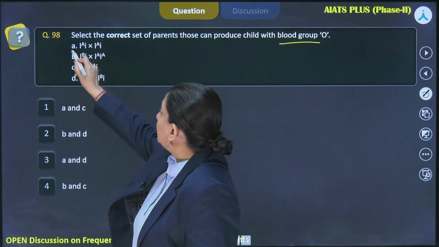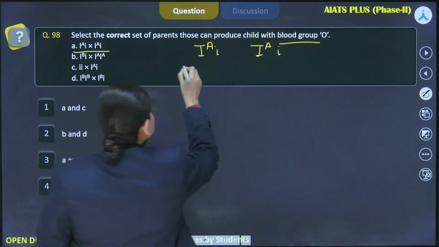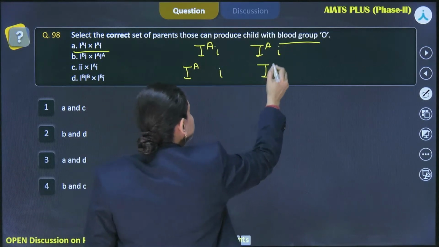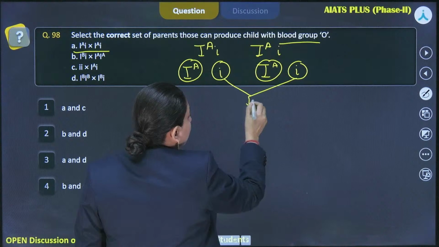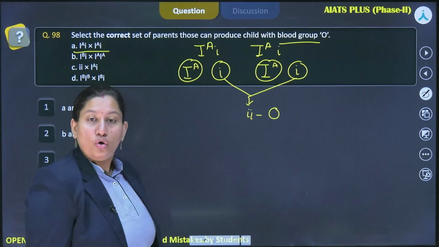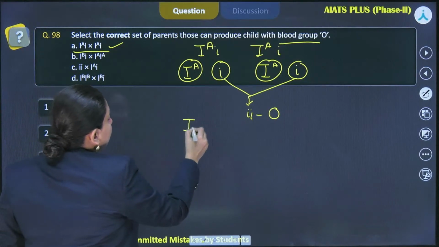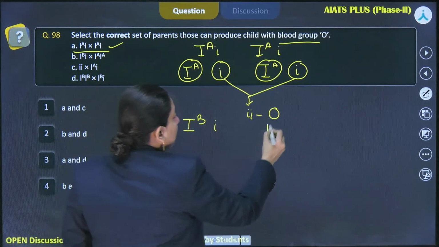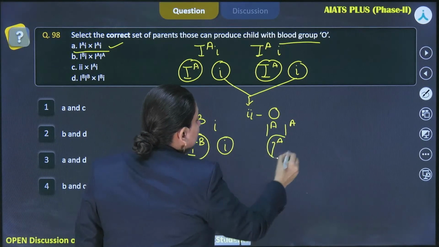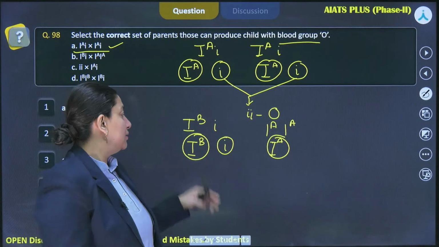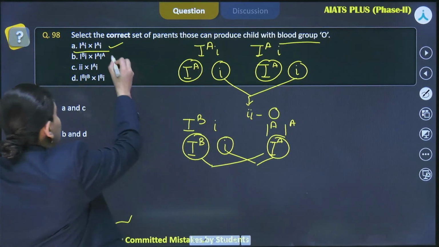So if we see over here in this parent, IA i and IA i, they'll make two types of gametes. If these two are fertilized, we'll have the production of O blood group. So yes, definitely this is going to produce an O blood group child. Now going with this, if we have IB i and IA IA, they are going to produce two types of gametes, IB, small i, and IA. In any fertilization, if this fertilizes with this, it will produce AB blood group. If this fertilizes with this, it will have A blood group, right? So that is why this is not going to be formed.